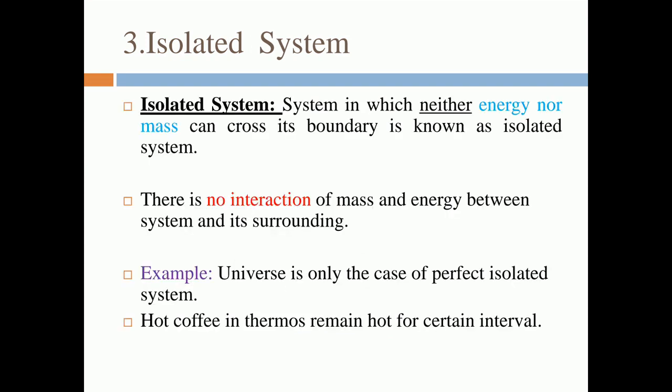So what is isolated system? System in which neither energy nor mass can cross its boundary is known as isolated system. There is no interaction, as I already mentioned. There is no interaction of mass and energy between system and its surrounding. Now example, actually a perfect isolated system is not available, but we can say that universe is the only case of the perfect isolated system where we cannot have the mass and energy out of the universe.